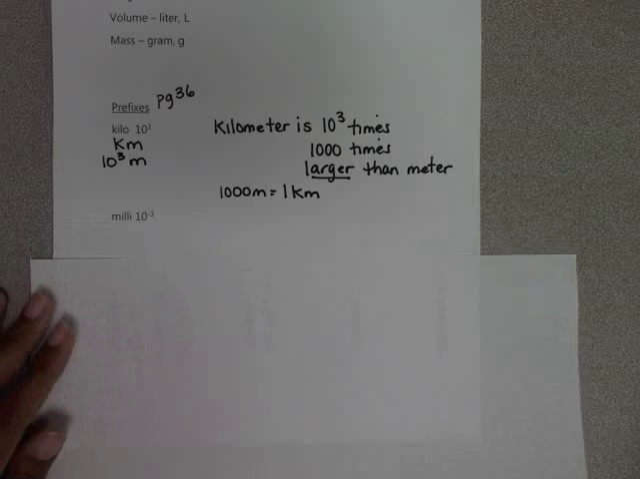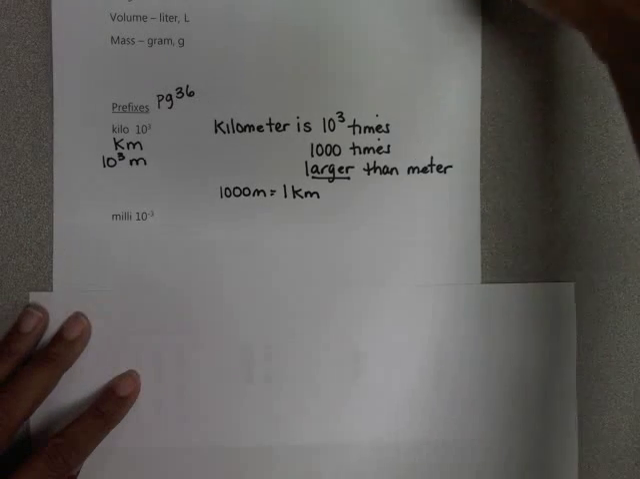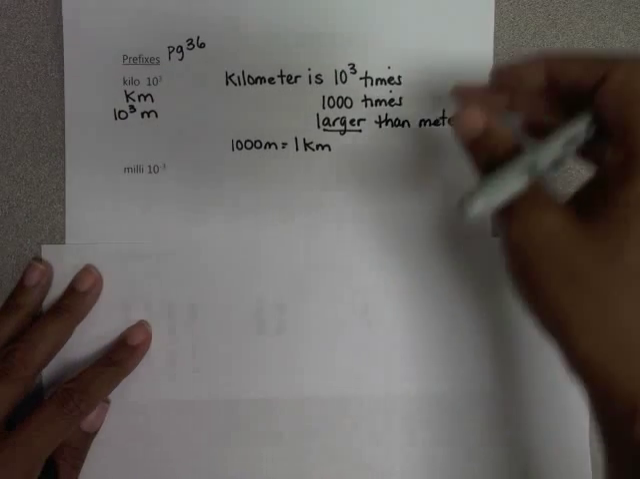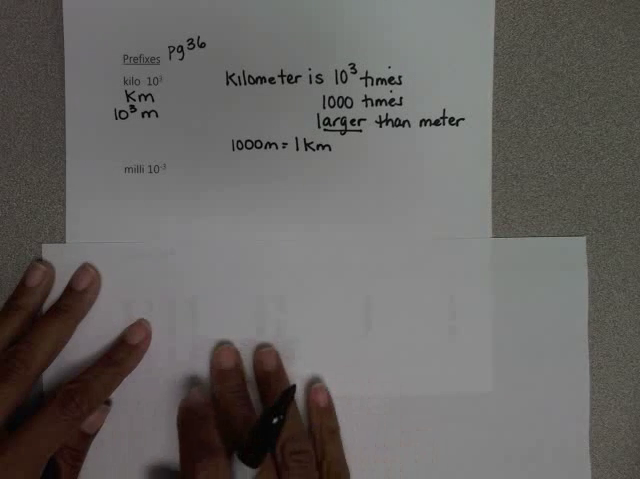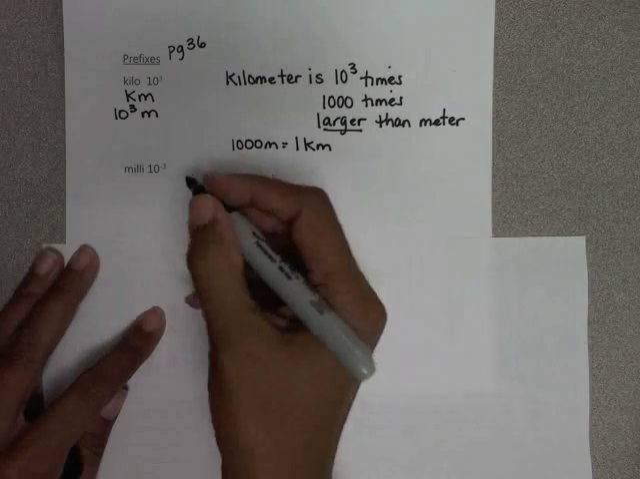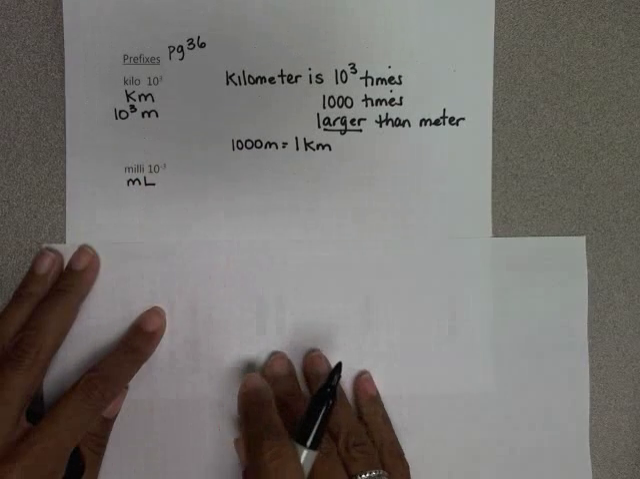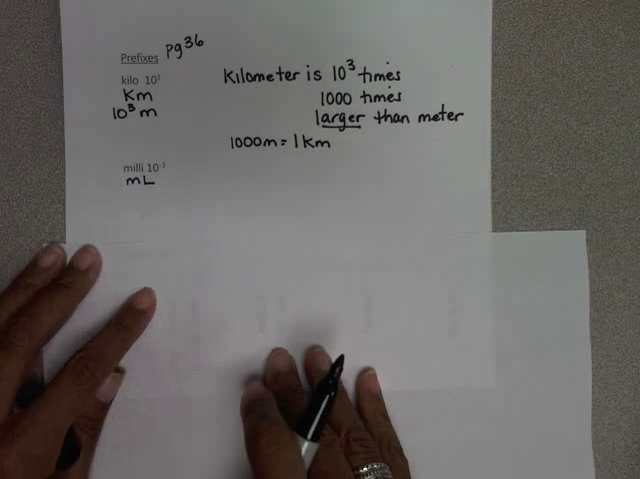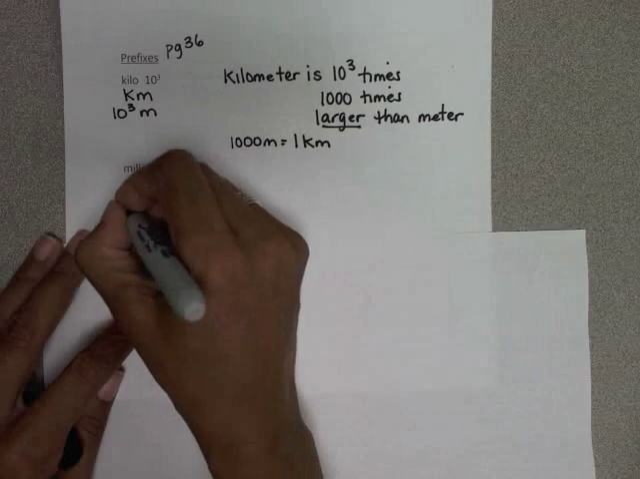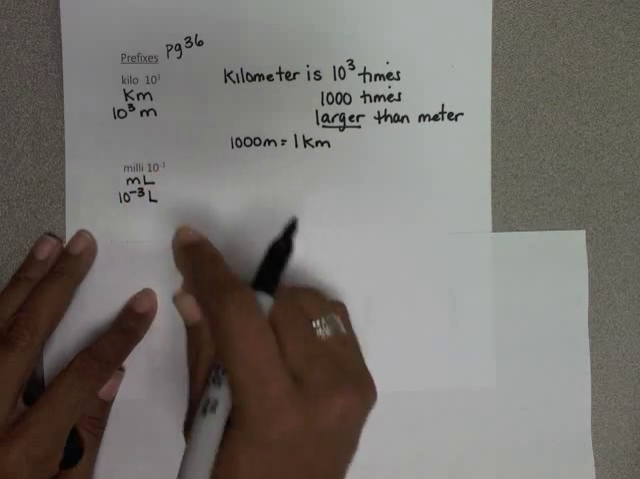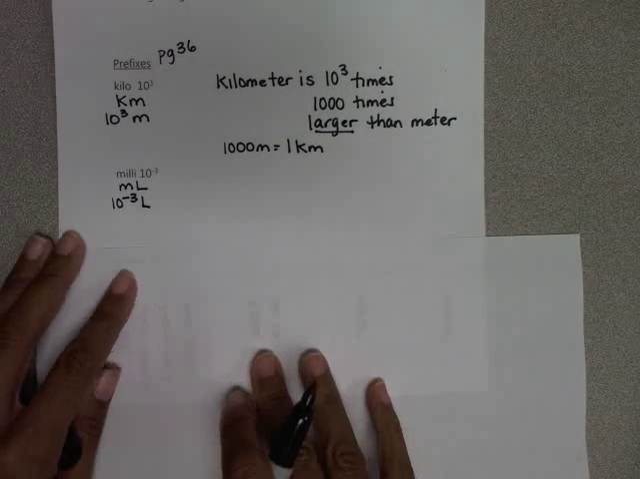The next prefix I'd like you to memorize is the milli. And the milli is 10 to the negative 3. So if I were to pair milli with the base liter, it would be a milliliter, and that would be 10 to the negative 3 liters.